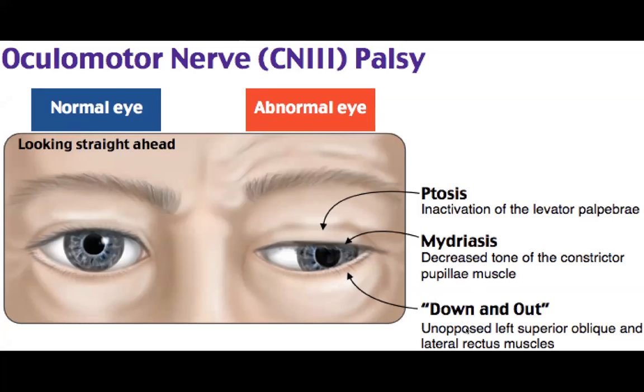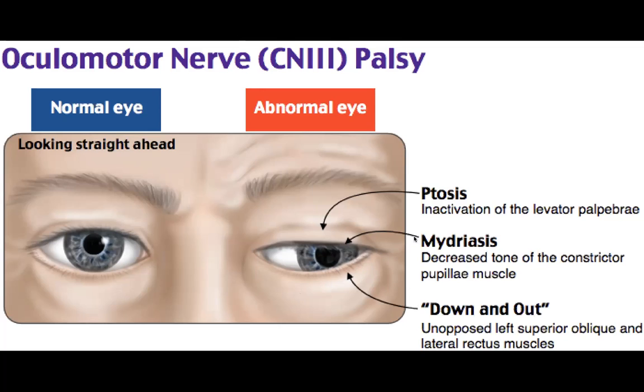The reason is unopposed action of the superior oblique and the lateral rectus muscle, because the lateral rectus will pull the eye towards the lateral side and the superior oblique will pull it down. Okay, the action of the inferior oblique and superior oblique is opposite. Superior oblique will pull it down, but inferior oblique has a tendency to pull it up. But the opposite we see in trochlear nerve. So when we discuss, we will get to know.